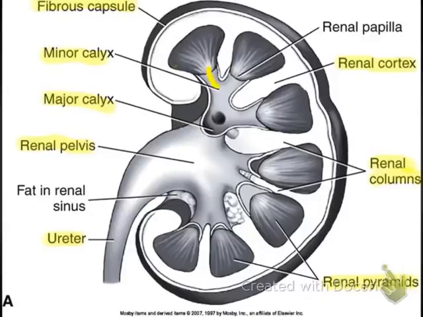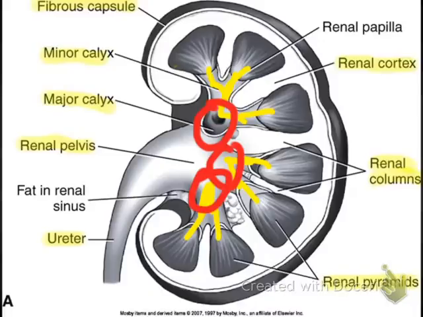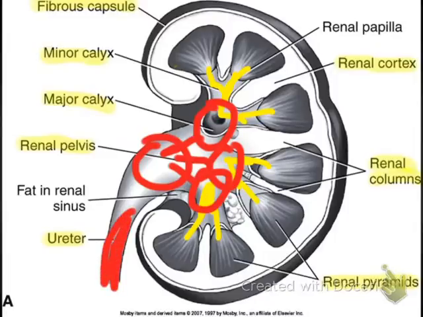Also, we have 1, 2, 3, 4, 5, 6, 7 minor calyces. And as we notice, they all join into 3 major calyces. And so it's at this point here and here and here that we have the major calyces. And if we'll notice, they all are running inward to form the renal pelvis. And as we get to the renal pelvis, we also see that we have the ureter. So we have the joining of the ureter and the renal pelvis. We have the UPJ here. So hopefully that allows you to make a little more sense.